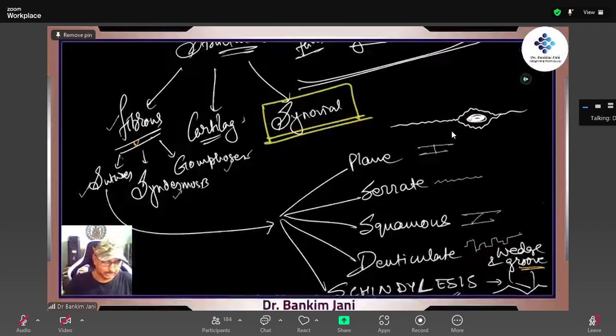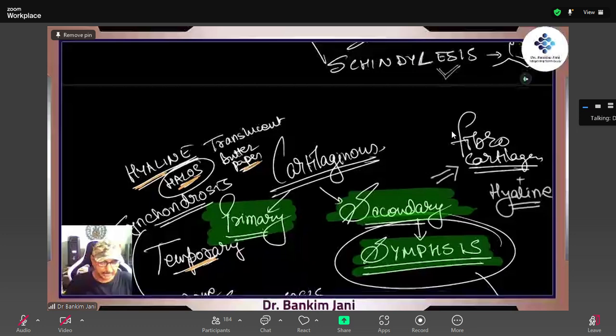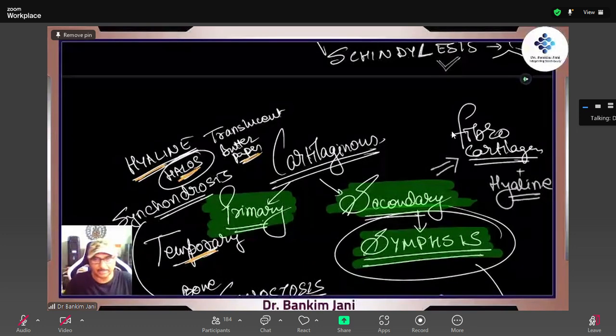Now on to the cartilage part. We are now on to the cartilaginous joints. In cartilage, we know that there are three types of cartilages, right? Out of which, the first type is called hyaline cartilage. Hyaline means glassy. It means translucent, right? Like a butter paper.